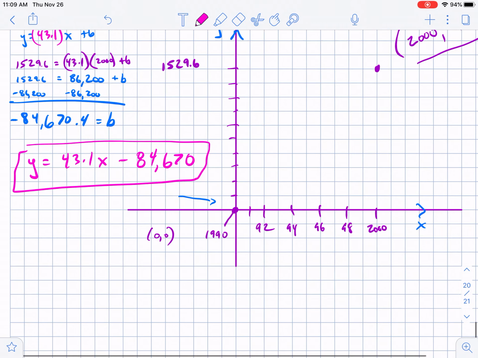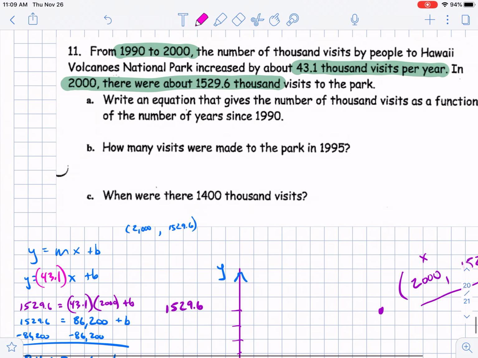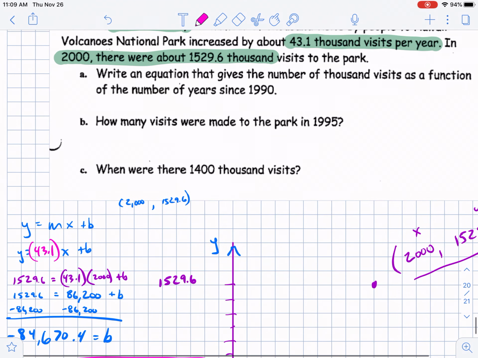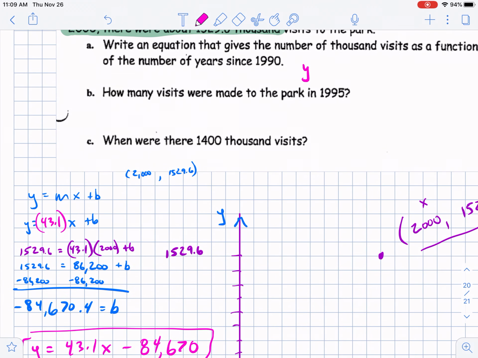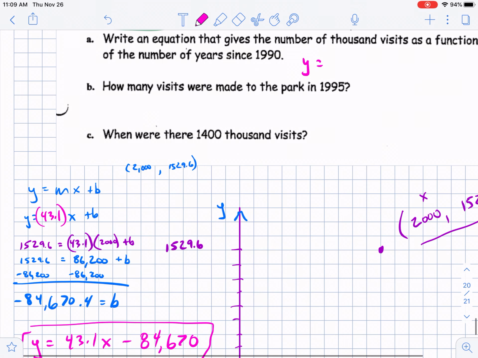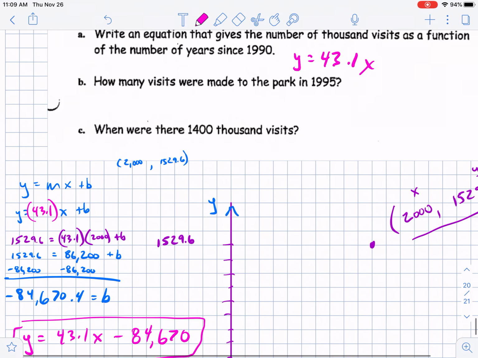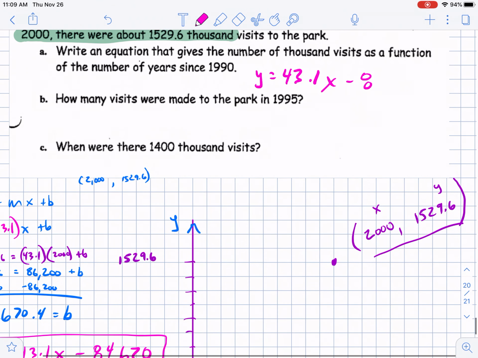I'm trying to find out the number of people in 1990. I believe that's the question, right? Write an equation that gives the number of thousands of visits as a function of the number of years since 1990. So for me, this is your answer. y equals 43.1 x minus 84,670. That's it.